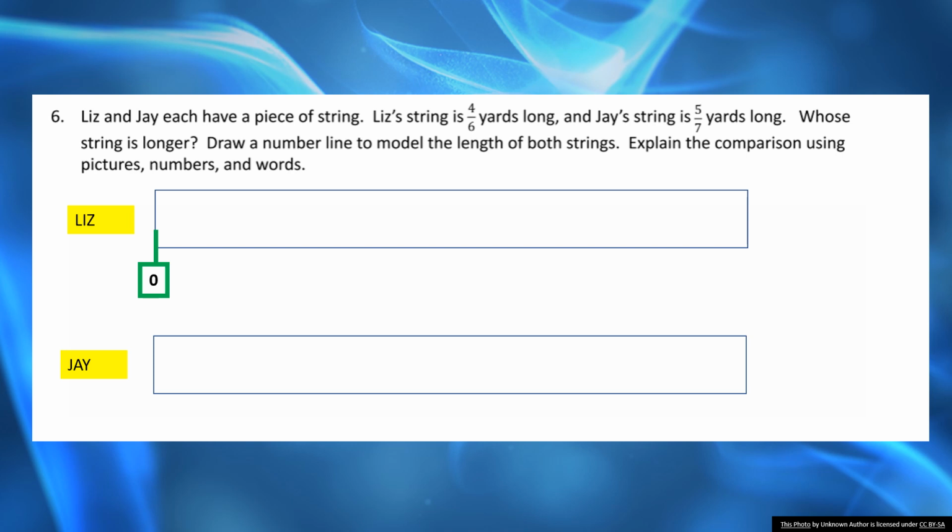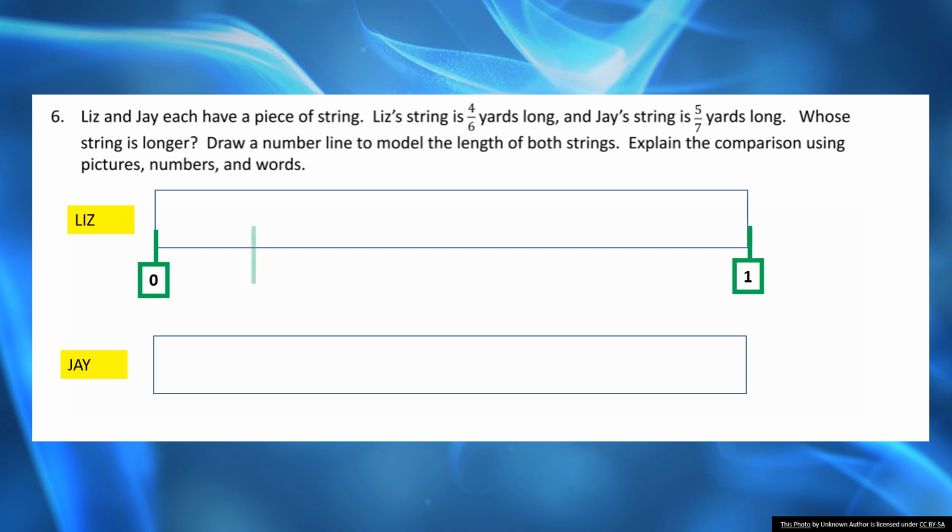Then to the opposite end, add a little line and box in the number 1. Because this is one whole piece of string, 1. So I have officially turned my fraction strip into a number line. Now I need to partition it. So Liz's string is in sixths, right? So I'm going to use, just like a number line, 6 lines to make sure that I have it partitioned correctly so that when I label it, it's labeled correctly.